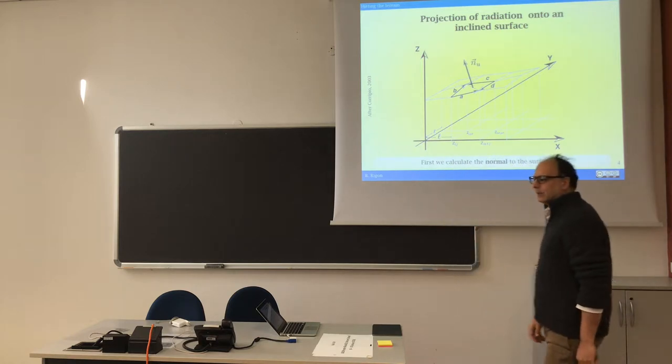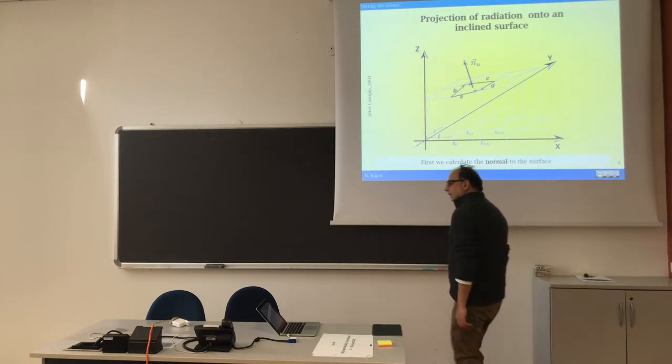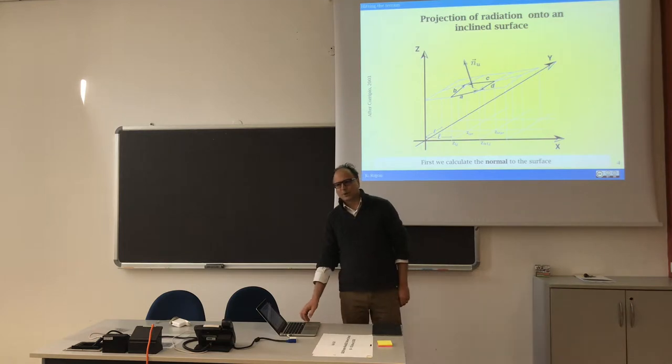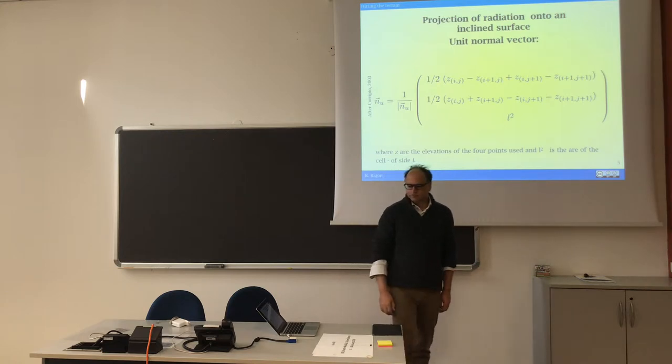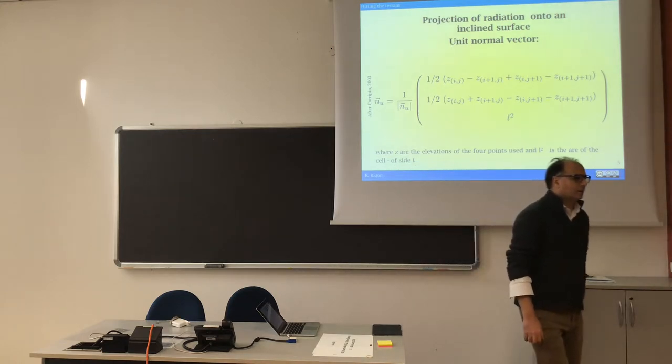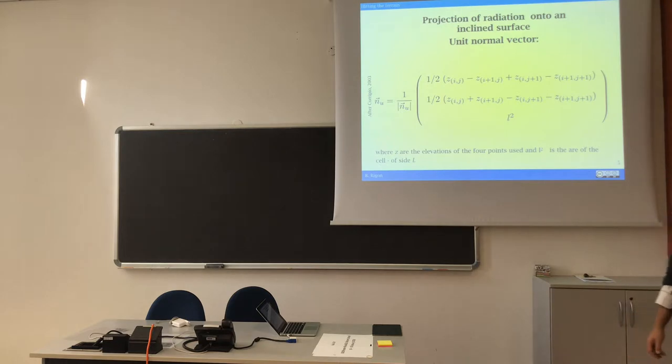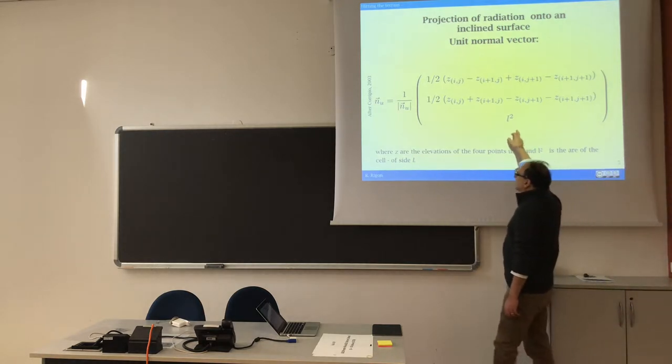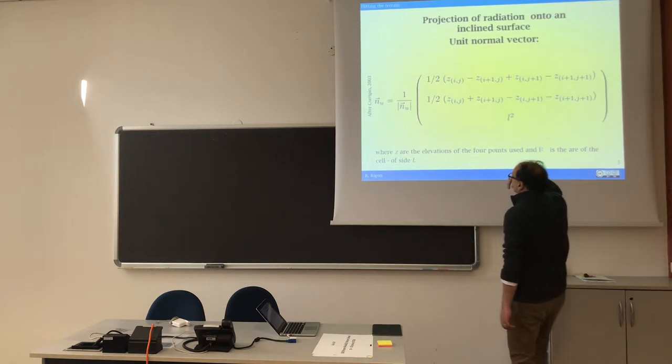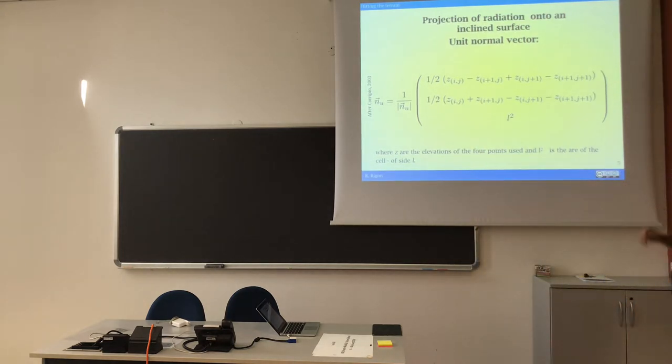The only complicated thing to do here is to calculate the normal of a given surface. The unit vector normal to the surface can be estimated this way. Don't ask me now why it is like that and why there is L squared here, but the L squared is the side of the cell.